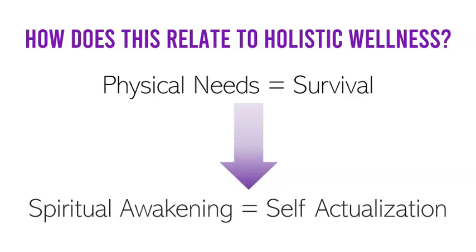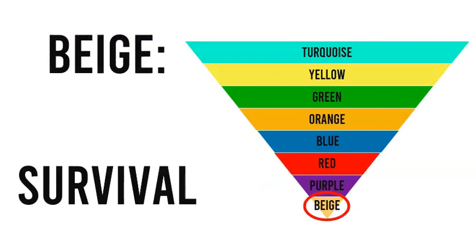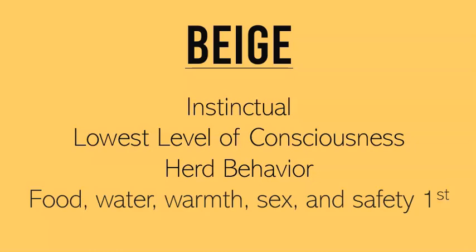So let's start with the first one. Beige is at the very bottom, and this level is all about survival. That's actually the same thing as the hierarchy of needs at the bottom, where it's just physical, everything just to keep your body alive. Beige is all about instinctual things, where you just respond to whatever your instinct is telling you to do. This is the lowest level of consciousness.